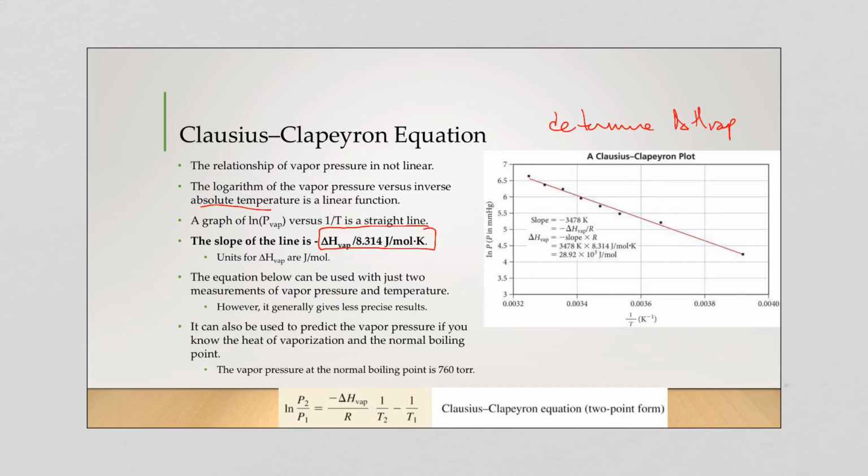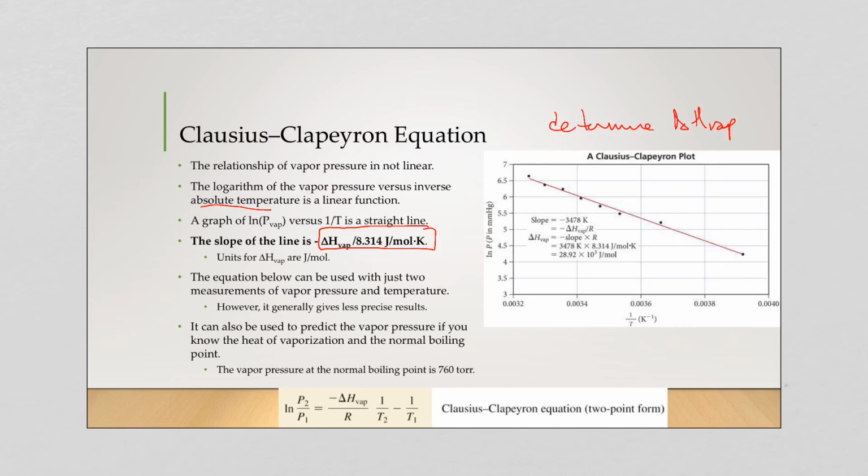So we can determine delta H experimentally by looking at the vapor pressure over a range of temperatures. And we can plot the natural log of that pressure versus the inverse of the Kelvin temperature, and the slope of that line will allow us to calculate the delta H of vaporization.